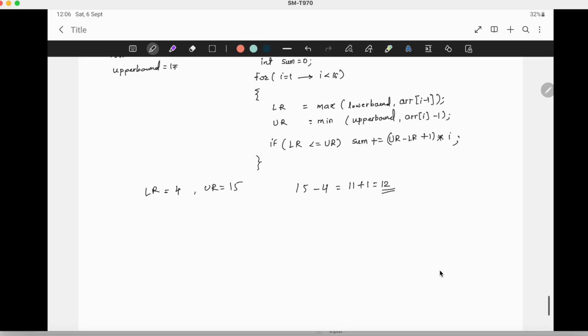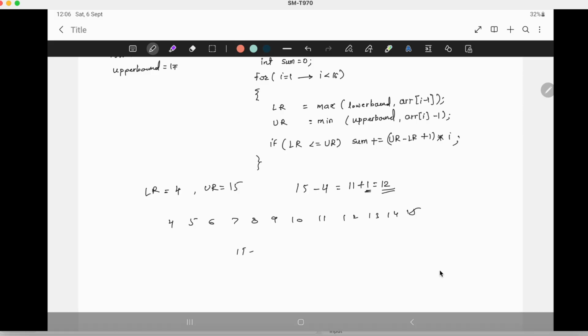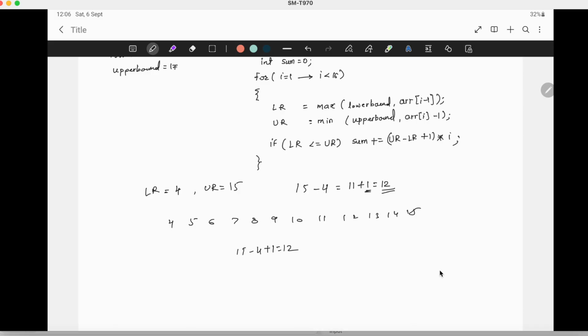Okay, why have I done plus 1? You just count how many elements are there, like 4, 5, 6, 7, 8, 9, 10, 11, 12, 13, 14, 15. In total, if I want to know how many elements are there, 15 minus 4 plus 1 is something I have to do. So in total 12 elements will be there, like 1, 2, 3, 4, 5, 6, 7, 8, 9, 10, 11, 12. 12 elements are there, right? So yes, I guess it is taking time again to update, but yes, in total 12 elements are there.